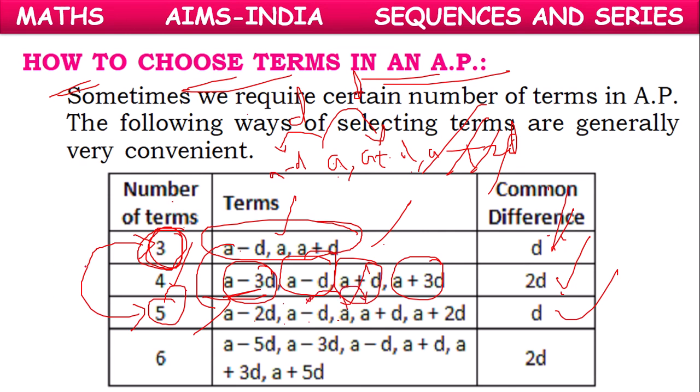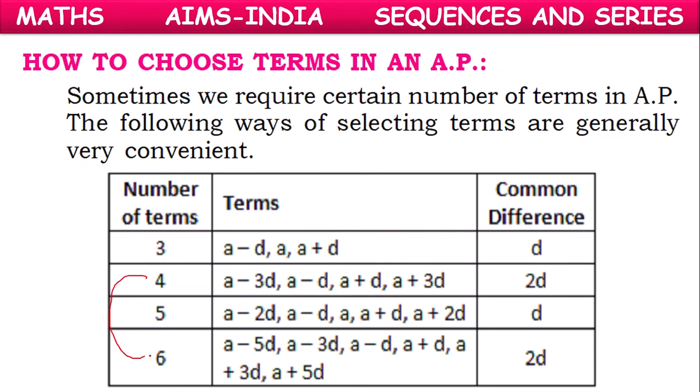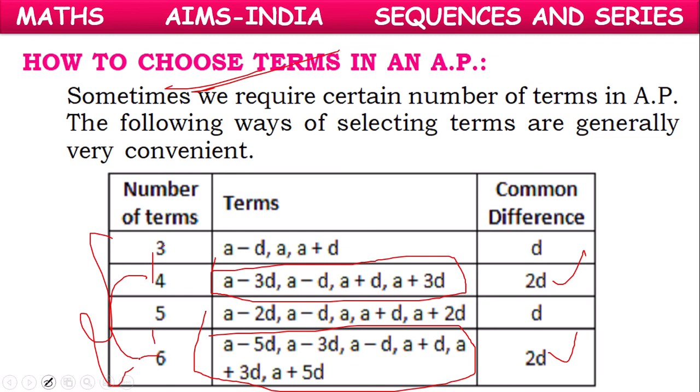When we have to take an even number of terms, we take terms such that the common difference is 2D. There will be no A term present in the terms. The common difference will be 2D. Like this, we have to choose the terms based on the number of terms while solving problems, so that it will be convenient for calculating the values.